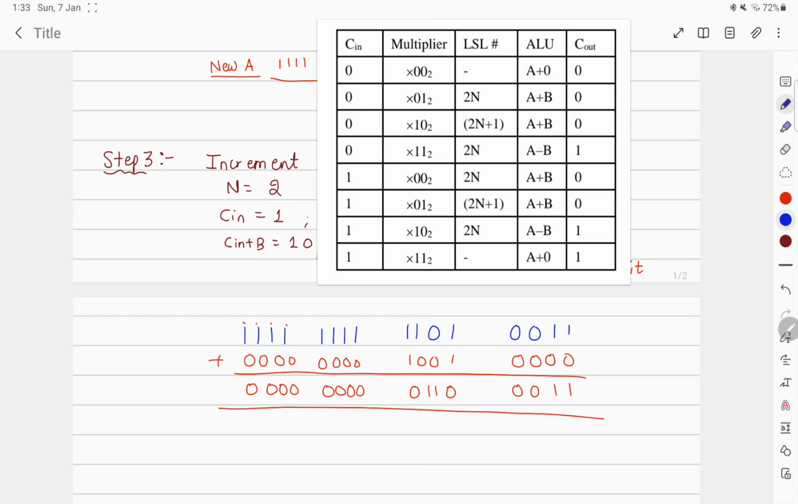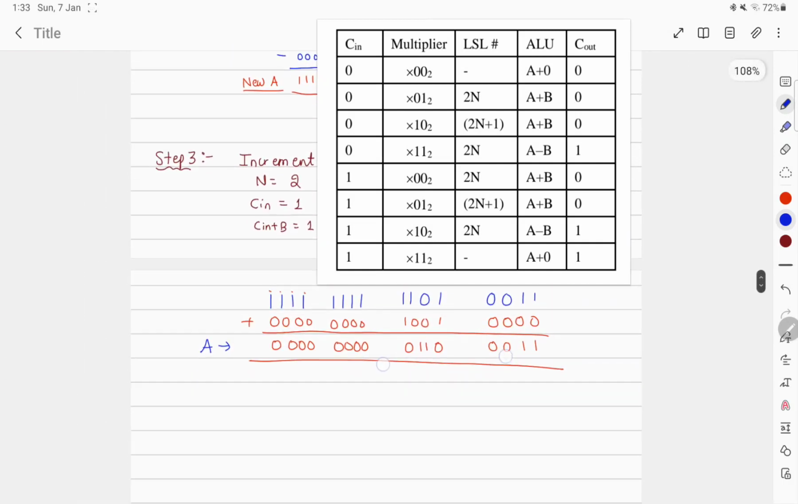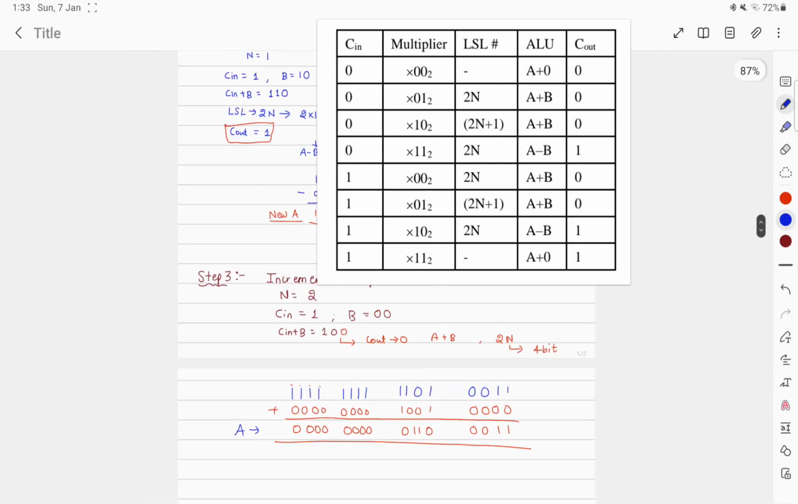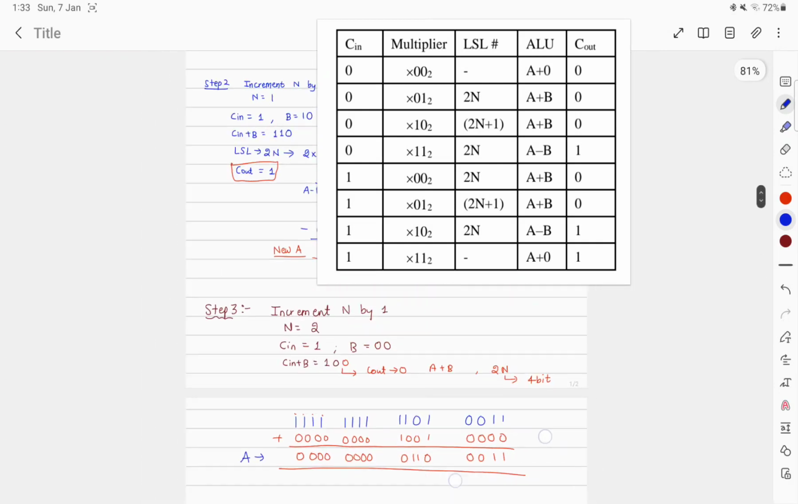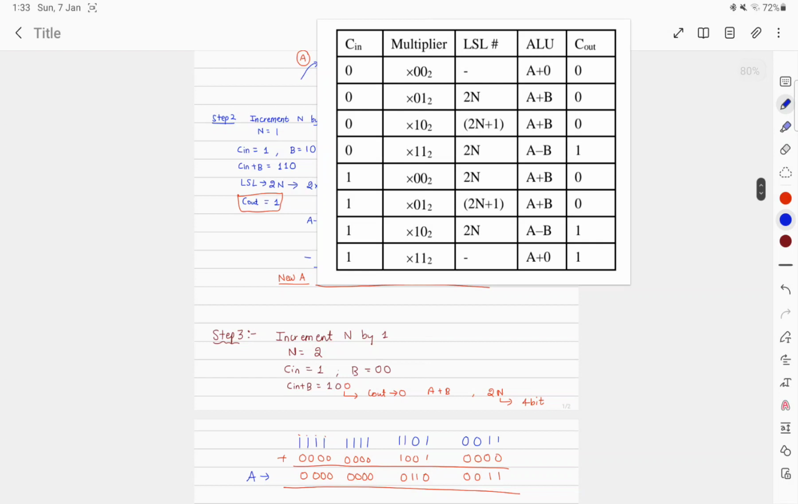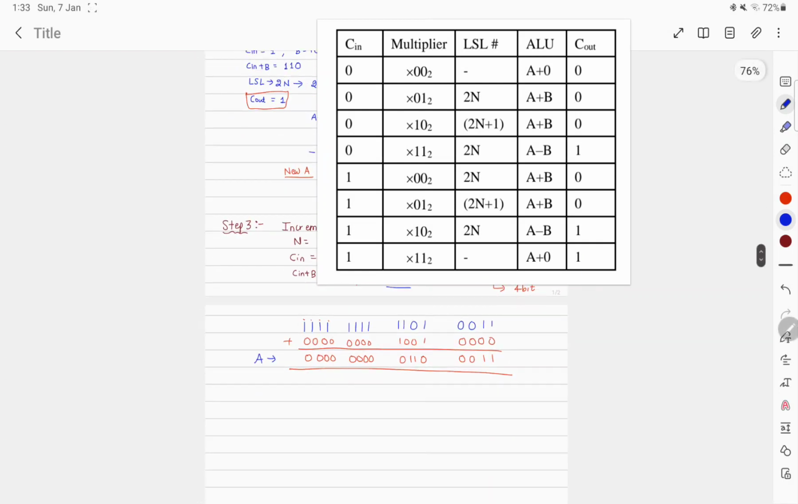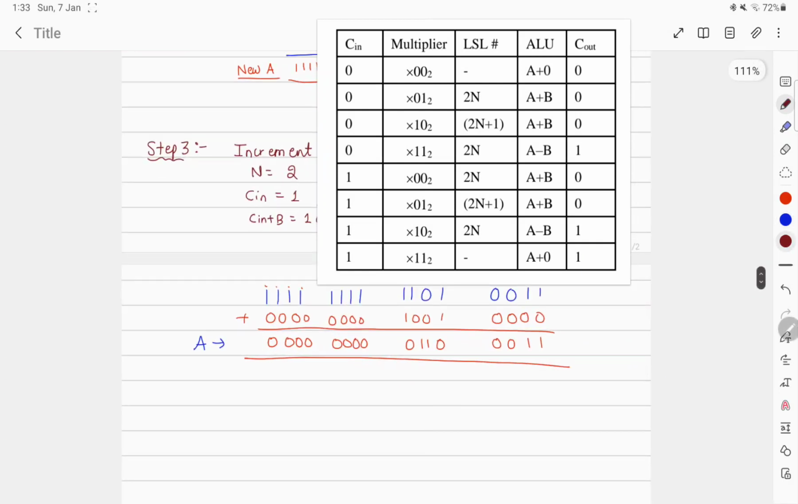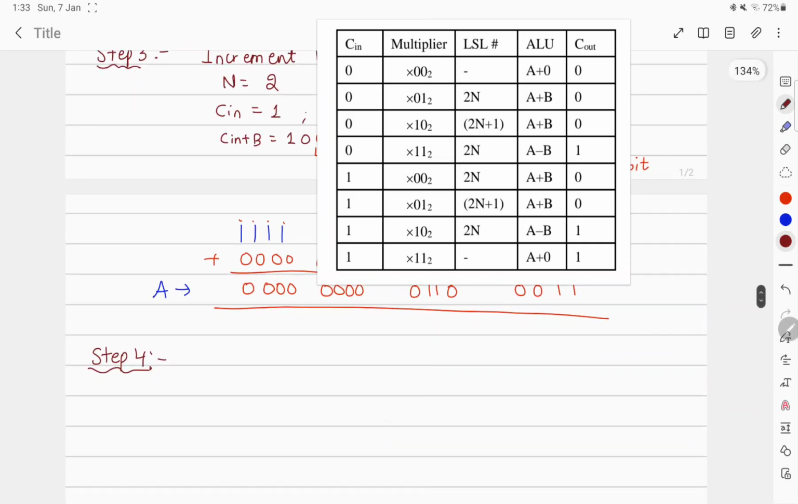Okay, so that is your new partial sum. This is your new A. Now this you have got. So now we can go to the new step. I think here I have written C out is 0, fine. So that will be C in for the next step. If you go to step 4, you can get n is equal to 3, which is incremented by 1. Previously you had 2, here you have 3.